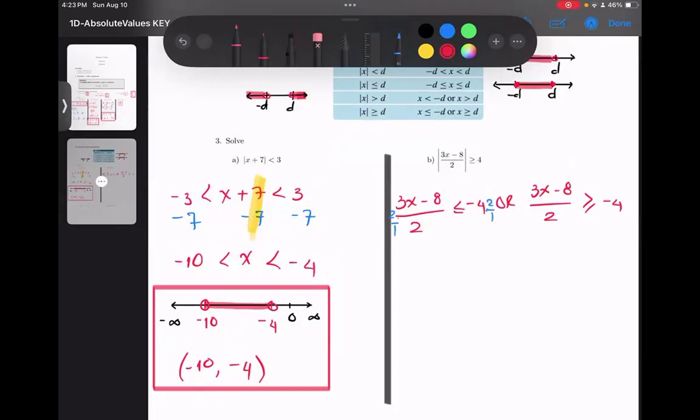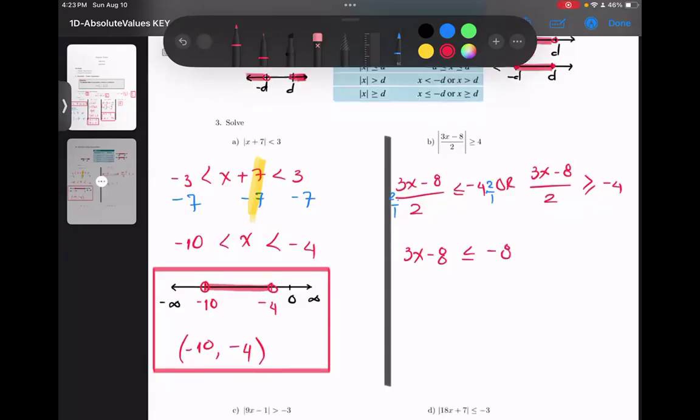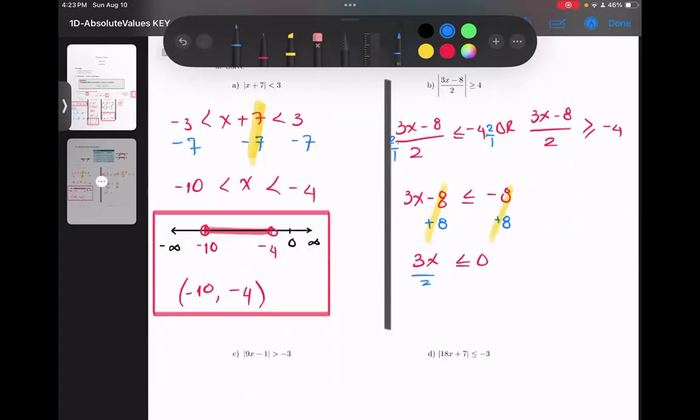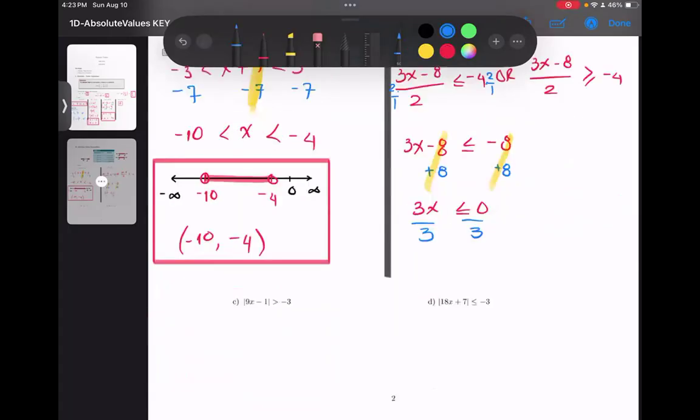So on the left side, the 2 and the 2 cancel. It's just 3x minus 8 less than or equal to negative 8. And then we add 8 to both sides, and those cancel on both sides. So we have 3x less than or equal to 0. Divide both sides by 3. 0 divided by 3 is 0. So x is less than or equal to 0.